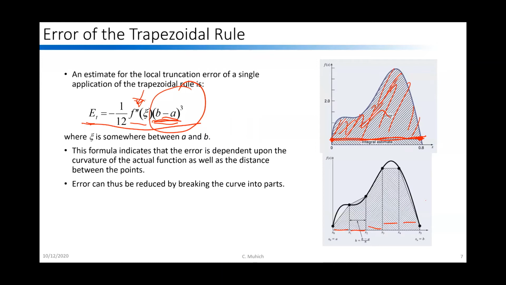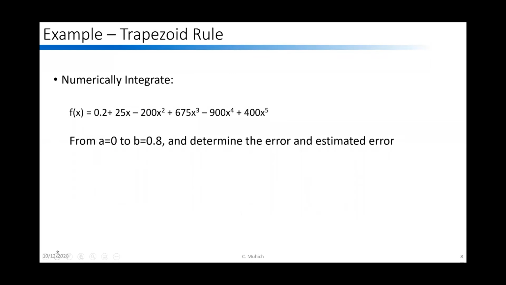Let's take a look at an example. First, we'll do it in one shot, and then we'll try this error-reducing method of breaking it up into small pieces. So let's numerically integrate this fifth-order polynomial shown here. And we're going to do it from a equals 0 to b equals 0.8. And then we're going to determine the error and an estimated error.